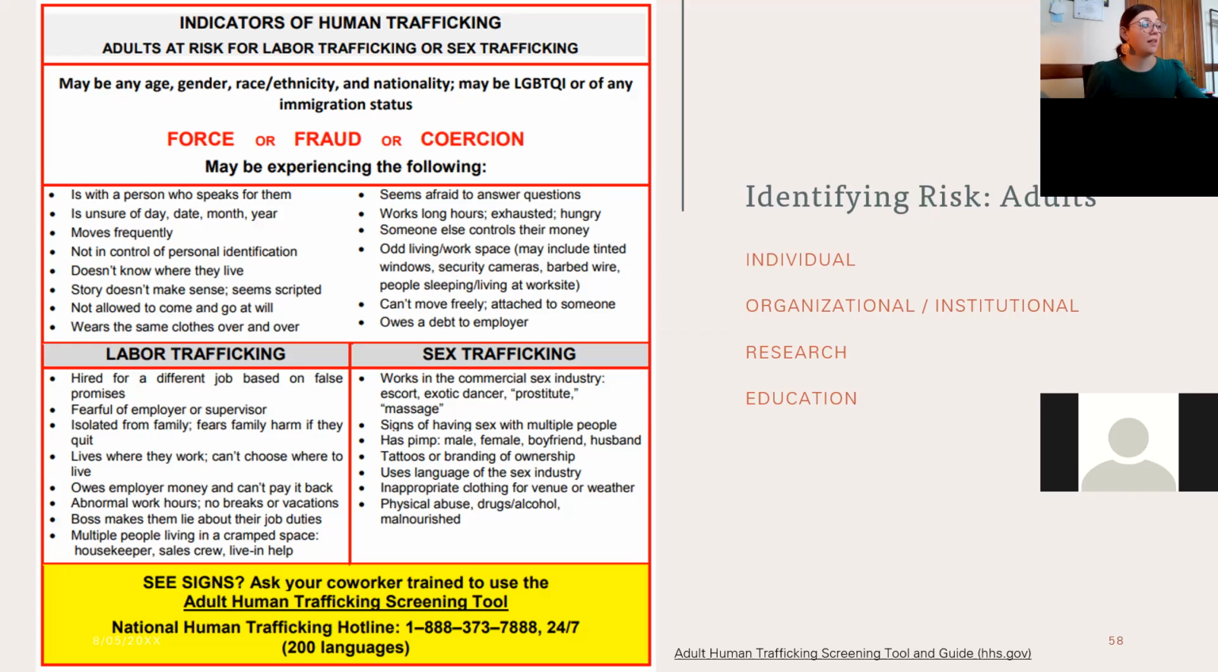When they're looking at labor or sex trafficking or both, right? Are they experiencing any of those things that are happening to them? You see signs, ask your coworker trained in using the screening tool, right? You don't have to be the one doing the screening tool, but somebody should be screening something, right? And if your agency doesn't have a screening tool like this, maybe implement one, bring it to their attention. See if something does exist and you just don't know about it yet.